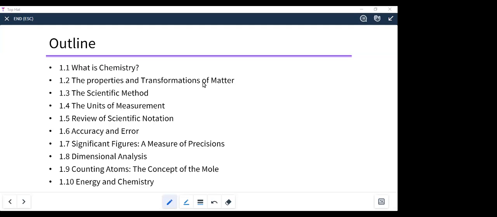What is chemistry? What is matter? What happens when these things are transformed? The main topic on Wednesday will be the scientific method, along with units and significant figures. We're going to kind of track the beginning of the chapter. And then the end of the chapter, dimensional analysis, energy, that's the stuff that we'll get to on Friday.